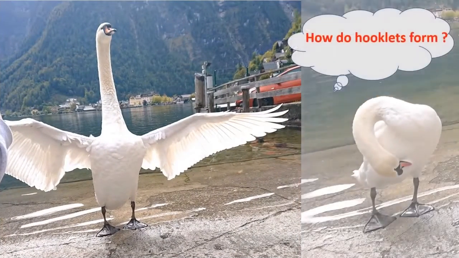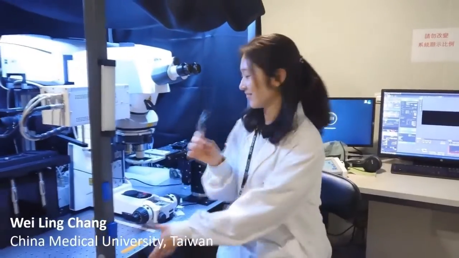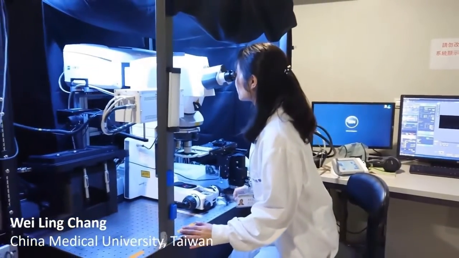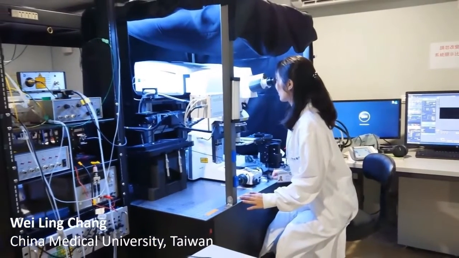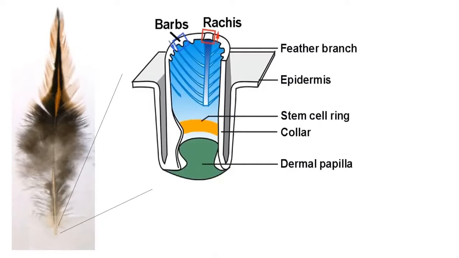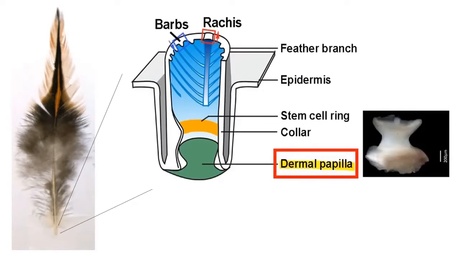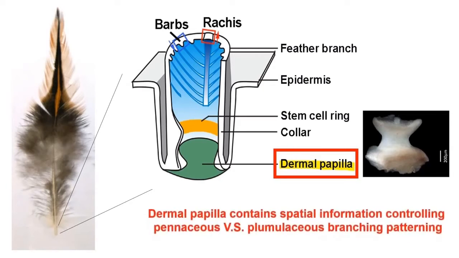But how do hooklets form? Dr. Weilin Zhang decided to take a look at how hooklets form at the cellular and the molecular level. In one contour feather, vein formed from distal pennaceous to proximal pennaceous feather. All these processes happen in the same dermal papilla in the bottom of the follicle. Our laboratory studies show that dermal papilla contains spatial information controlling pennaceous versus plumulaceous branching patterning.